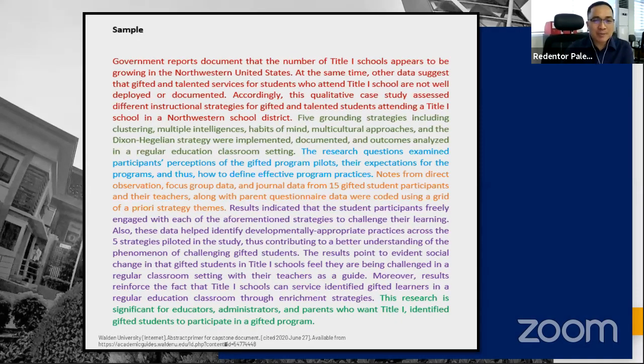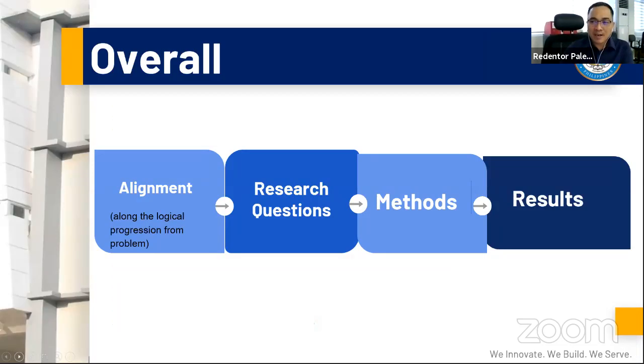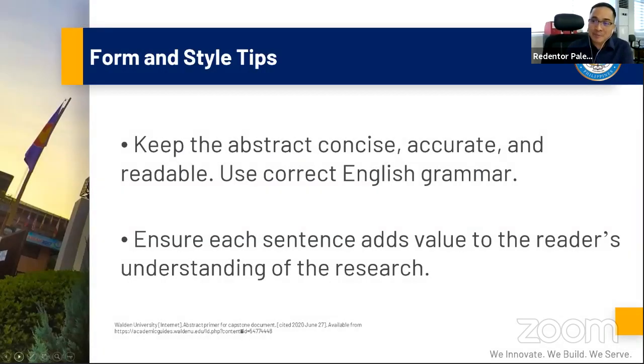Now, the overall thing that we need to consider is alignment along the logical progression from the problem, the research questions, methods, and of course the results. So that's it, alignment along these areas. Some tips, some takeaways. We are now on the last part of our talk. Some form and style tips. For one, keep the abstract concise, as explained before. Concise means brief but comprehensive, complete, accurate, exact, and readable. Use correct English grammar, of course.